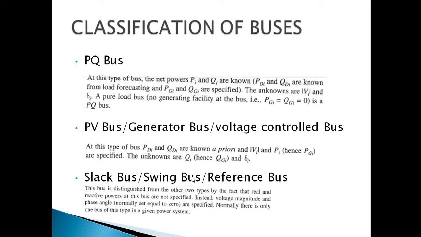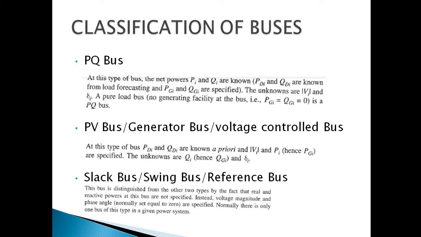The next bus is called the slack bus, swing bus or reference bus. It is similar to your reference node. This bus is distinguished from the other two types by the fact that the real and reactive power at this bus are not specified. Instead, the voltage magnitude and the phase angle, which are normally set to 0, are specified. Normally there is only one bus of this type in a given power system. This is nothing but the reference node you have been using in node analysis, remember.